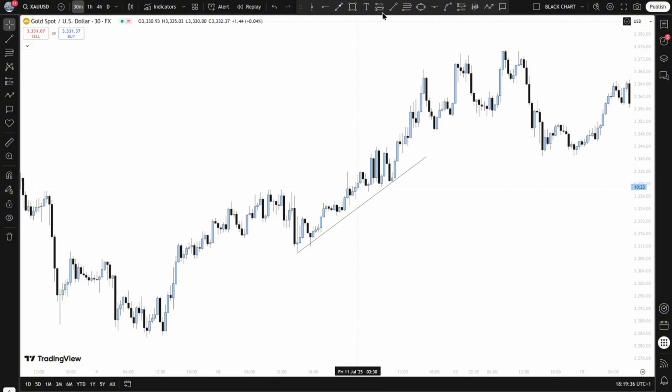Now, people may ask, okay, what about this touch here? This is not a valid place to plot your trend line because the touches are too close to each other. This is like one. Do you understand? This is like one.